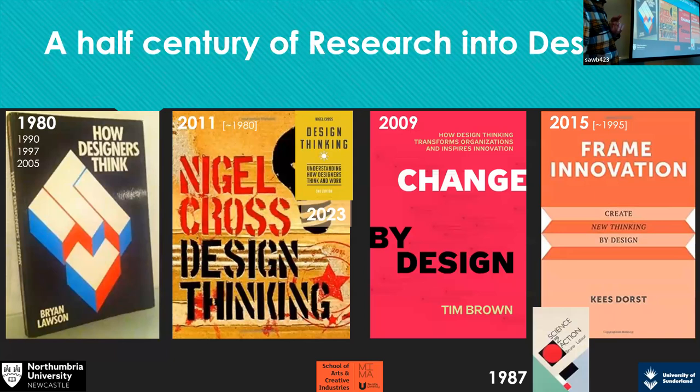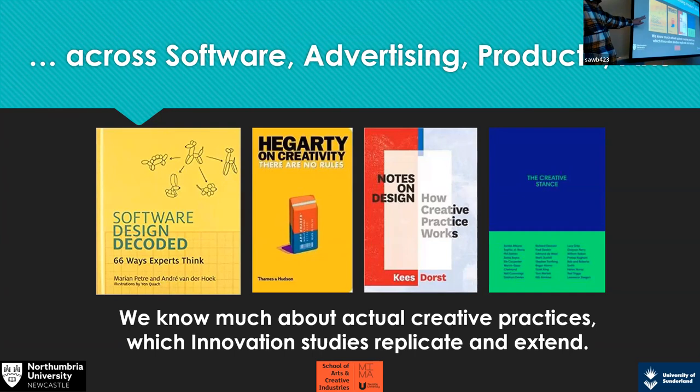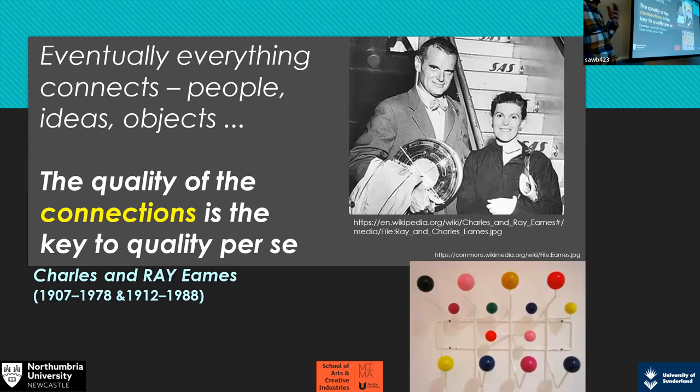Marian Petre's got a lovely little book that shows that software designers behave the same as fashion designers. That really upset people. What are you talking about fashion for? Because it's designers saying, no, we can't be like fashion. You like fashion. John Hegarty on advertising, Kees Dorst again. Lovely compendium volume from the University of the Arts London. Grace and Perry's got pieces in there where they team up choreographers with sculptors and the rest and get really interesting dialogues going about the creative stance. So this thing about connections, which I think has been really ignored, Charles Eames says it's the quality of connections that's the key to quality per se.